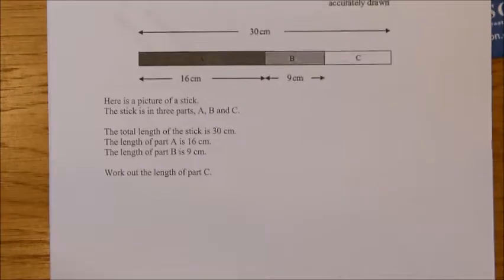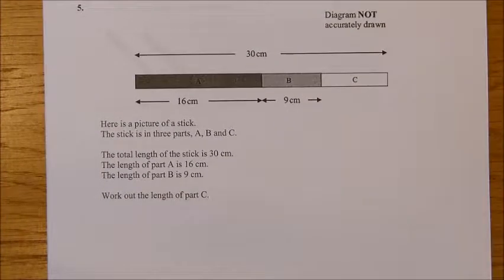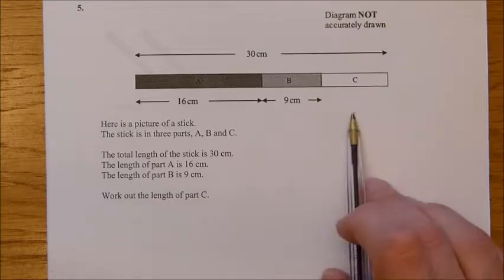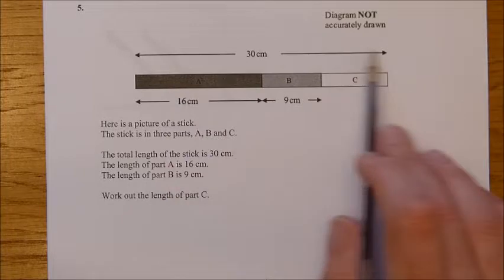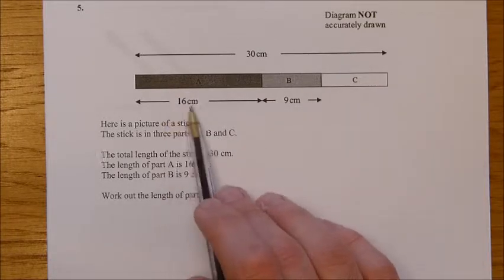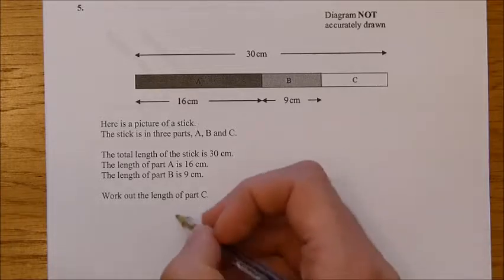Over the page, question 5. Okay, so we've got a picture of a stick split into 3 parts, A, B and C, and we've got to work out the length of the missing part here. So 30 centimetres in total. We're going to take away the 16 and the 9, and what's left will be the length of part C.